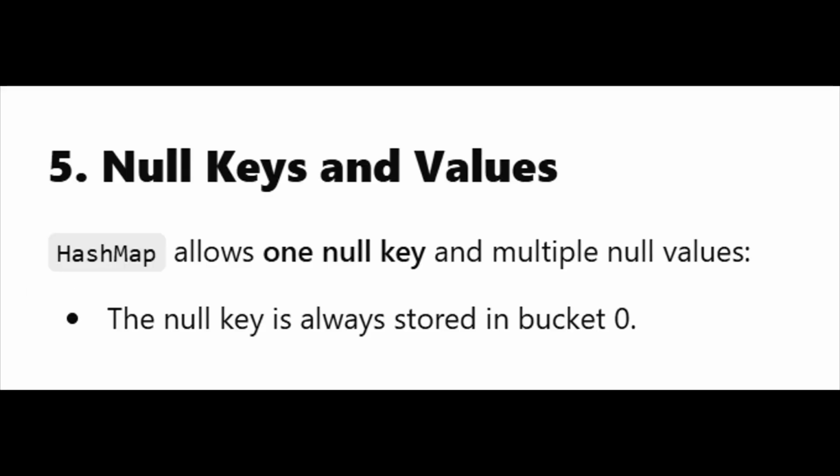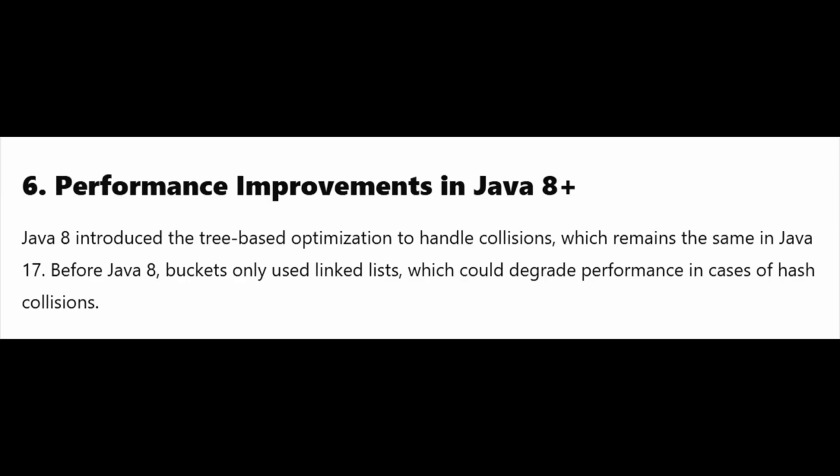5. Null keys and values. HashMap allows one null key and multiple null values. The null key is always stored in bucket 0. 6. Performance improvements in Java 8+. Java 8 introduced the tree-based optimization to handle collisions, which remains the same in Java 17. Before Java 8, buckets only used linked lists, which could degrade performance in cases of hash collisions.